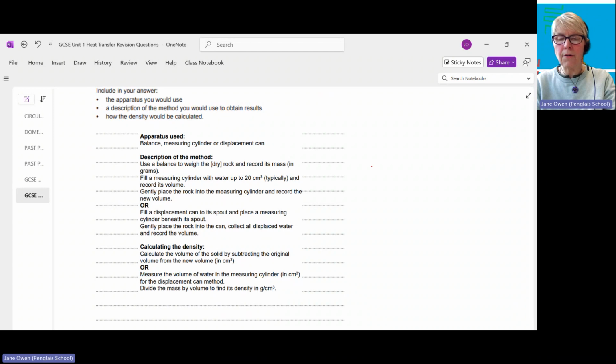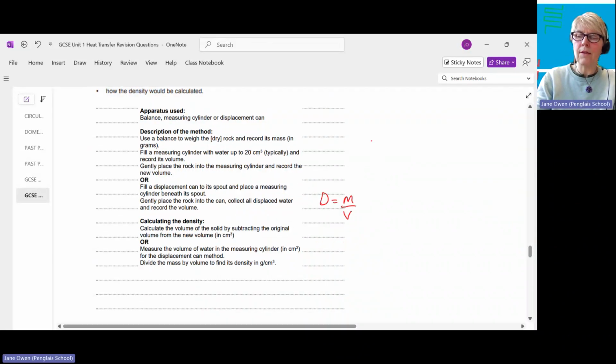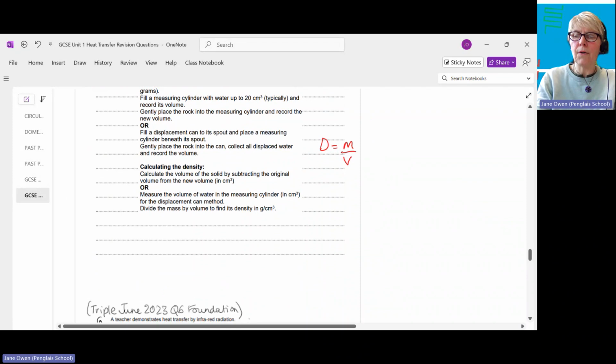And then to calculate the density, you use the equation density equals mass divided by volume. Okay, so density equals mass divided by volume. Take the recorded mass, take the calculated volume, and divide the one by the other to get the density in grams per centimetre cubed if you've done the mass in grams and the volume in centimetre cubed.